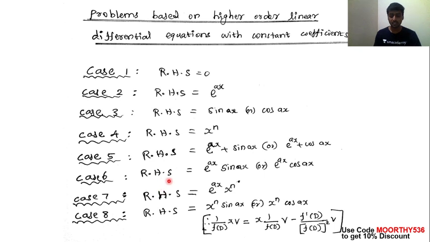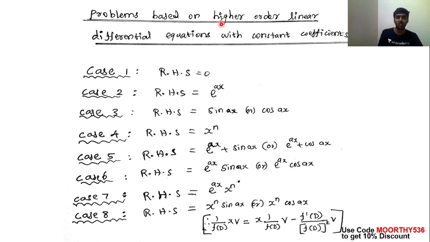Then case 6, RHS is equal to e power ax into sin ax or e power ax into cos ax category. Then case 7, RHS is equal to e power ax into x power n. So these are the cases we have discussed. In the forthcoming classes we are going to discuss the remaining case. Then from the next class onwards, the Euler-Cauchy equation.